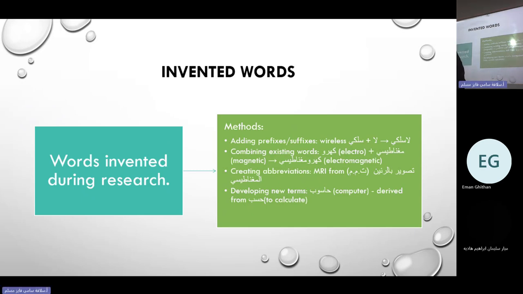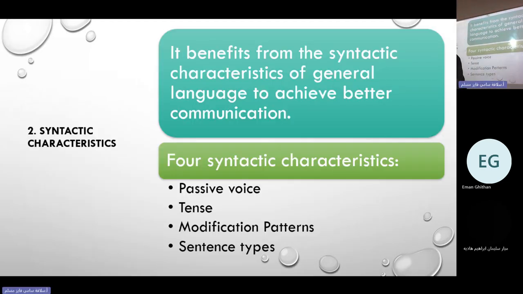New word is called neologism. Okay? All right. So these are the characteristics and components of the vocabulary that we use in the scientific and technical field.